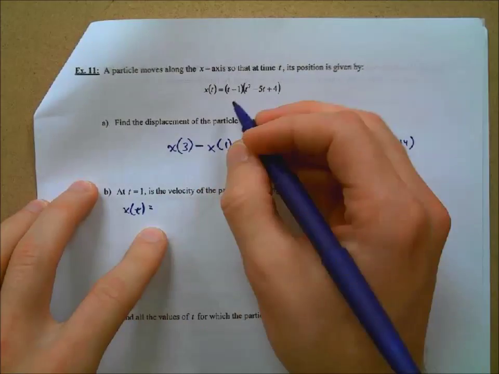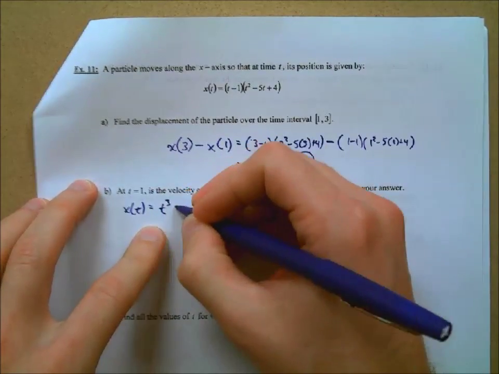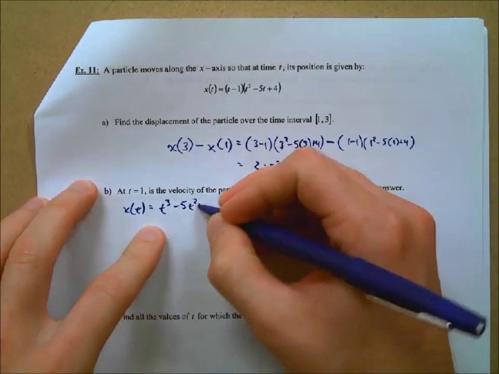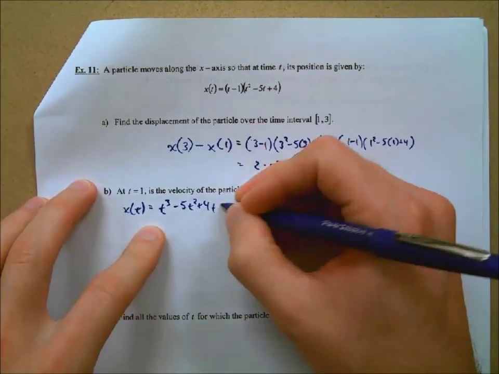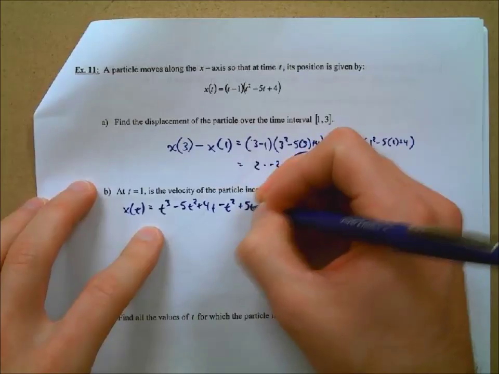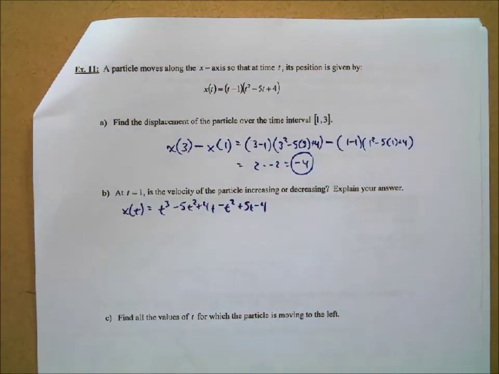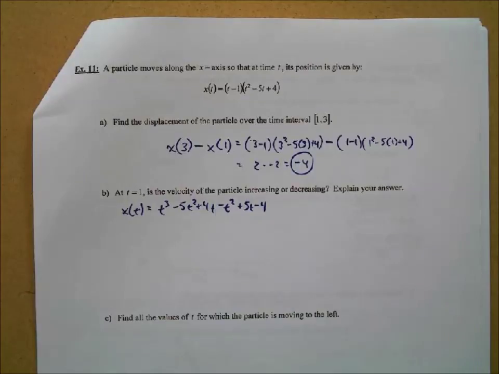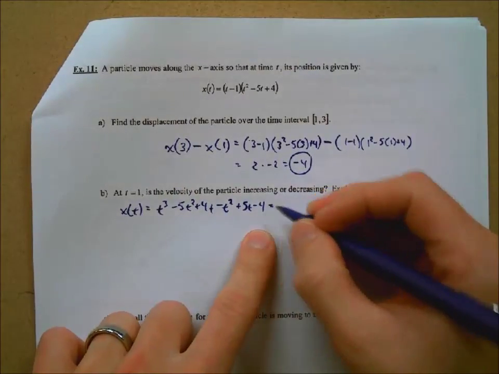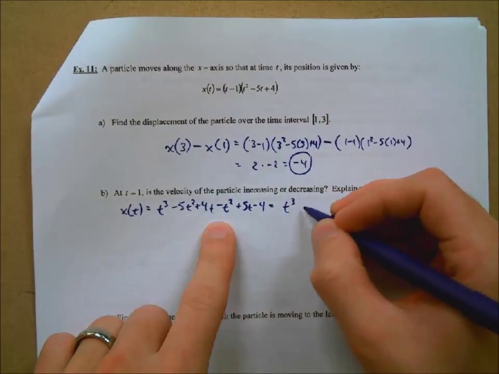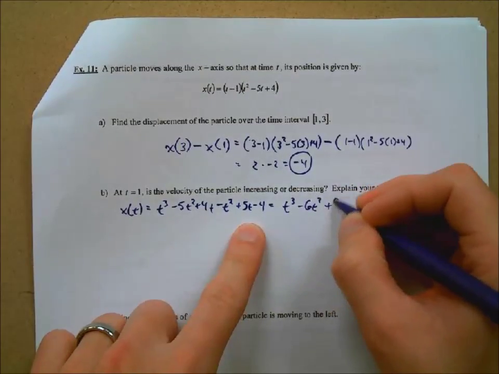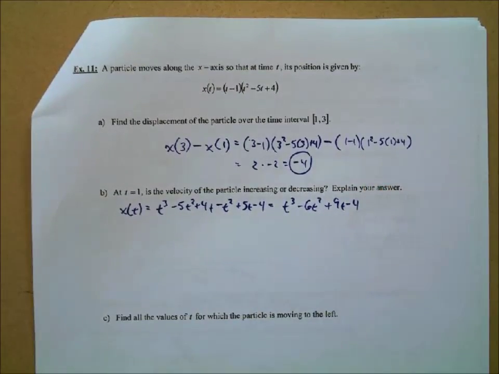So we'll distribute the t through everything here. That's going to be t cubed minus 5t squared plus 4t. And then distribute the minus 1 through everything, so minus t squared plus 5t minus 4. You can combine like terms at this point, maybe not a bad idea. So t cubed minus 6t squared plus 9t minus 4. Remember here, this is still the position. We're just rewriting it to make it a little bit more palatable.